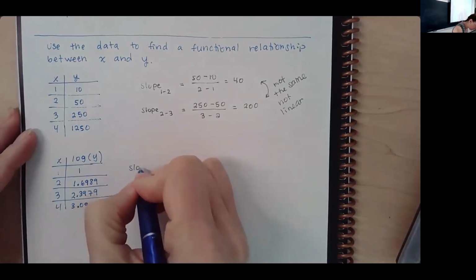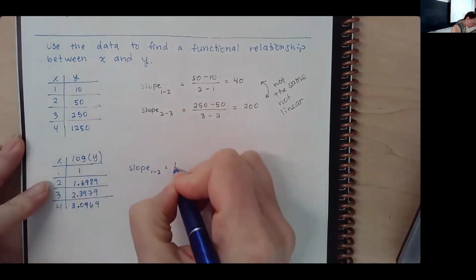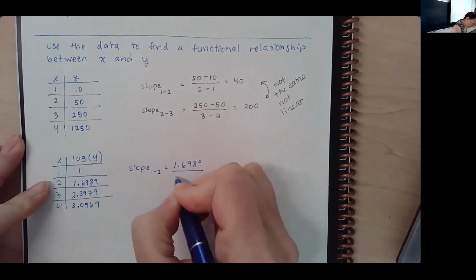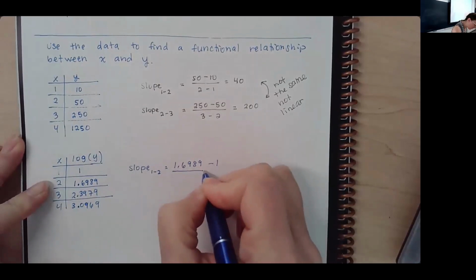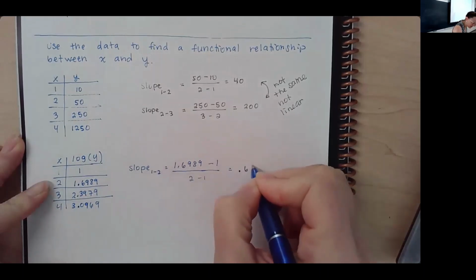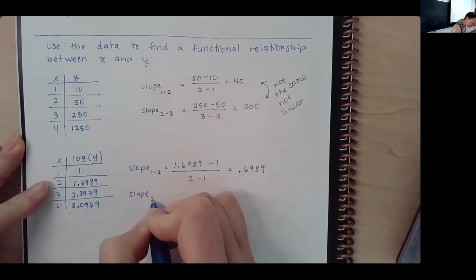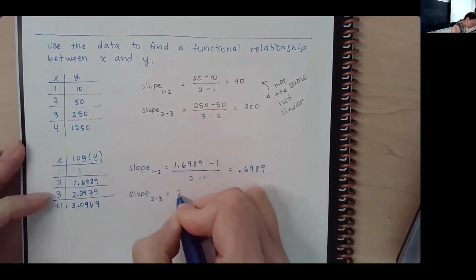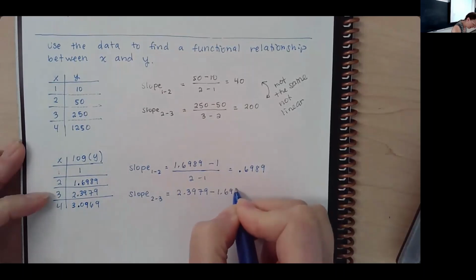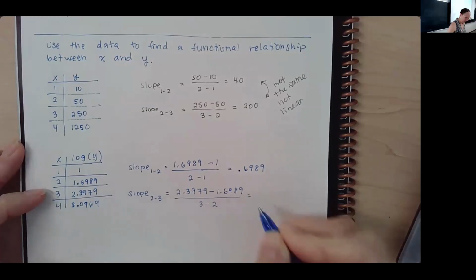I can think about that slope between points 1 and 2 looking like my change in Y, so 1.6989 minus 1 over 2 minus 1. And it looks like that's going to give me about 0.6989. And if I check my slope on the next pair, 2.3979 minus 1.6989 all over 3 minus 2.